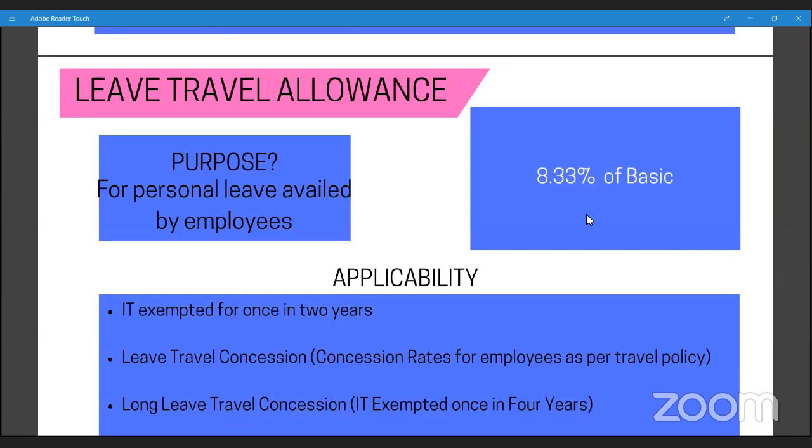So then the government came up with another allowance, which is called leave travel allowance, which is called LTA. What is the percentage? It is 8.3 percent of basic. Same as bonus, same percentage.